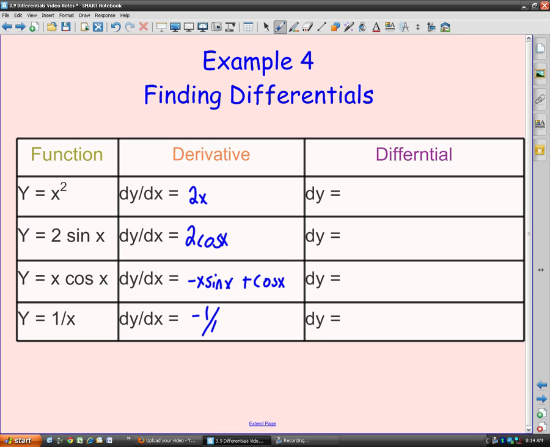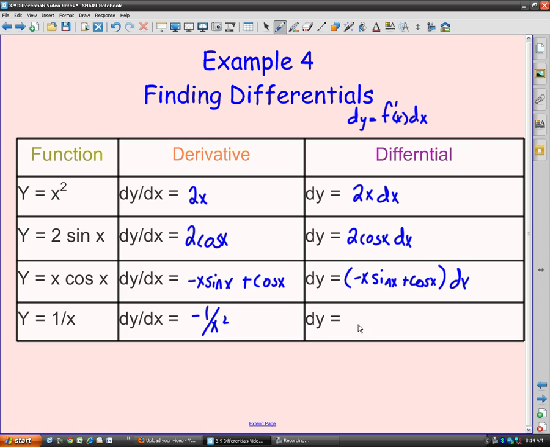Differential notation just says that dy is the same as f prime of x times dx. That's differential notation. So this one as a differential would be 2x dx, the derivative times dx. This one would be 2 cosine x times dx. This one would be the whole thing, negative x sine x plus cosine x, dx. And finally this one would be written like this, dx over x squared. They like to put the dx on top when there's a 1 up there. This is just kind of chain rule notation, and this is the notation that we're going to be using from here on out.